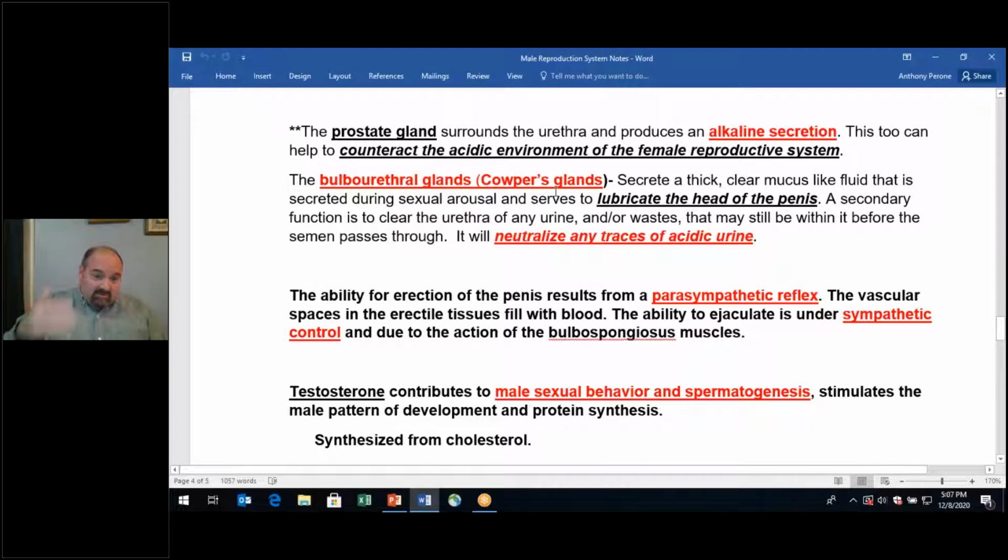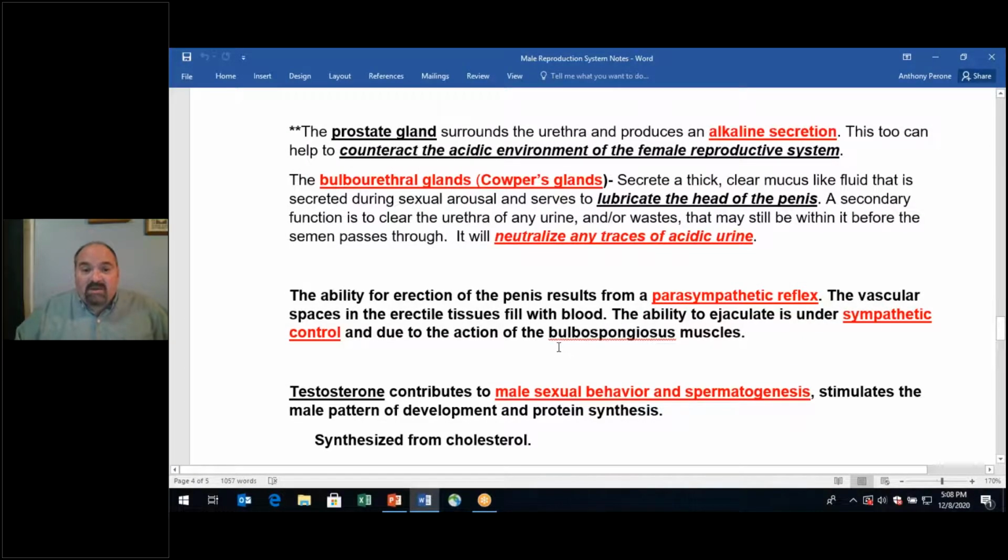The Cowper's glands, aka the bulbourethral glands. I didn't give you that term before. Cowper's is the AKA for the bulbourethral glands. They secrete a pre-ejaculate, a thick, clear mucus-like fluid secreted during sexual arousal, which serves to lubricate the head of the penis and also to help clear out the urethra prior to the ejaculate passing through. So it can neutralize any traces of acidic urine. Interesting, right? Recall that urine is around 6.0 pH, a little bit acidic, not a lot acidic.